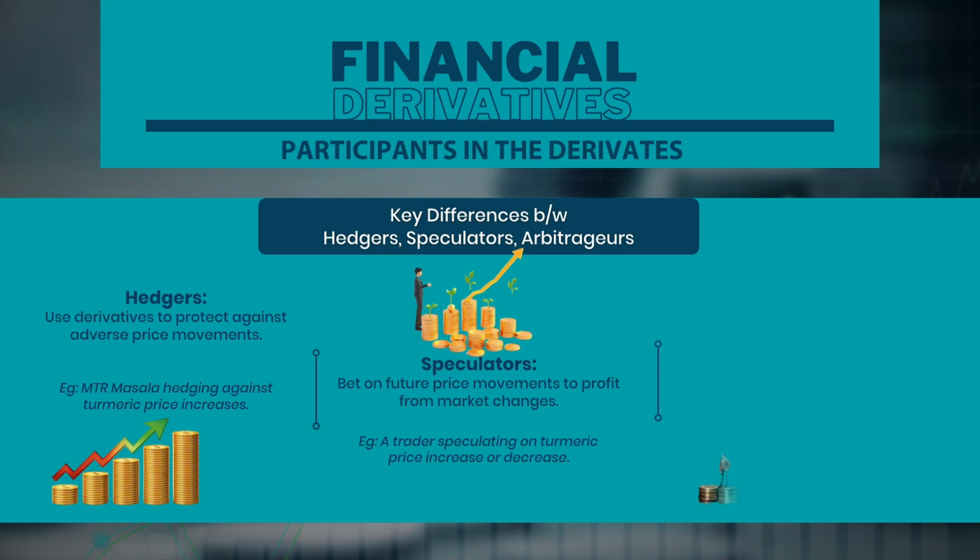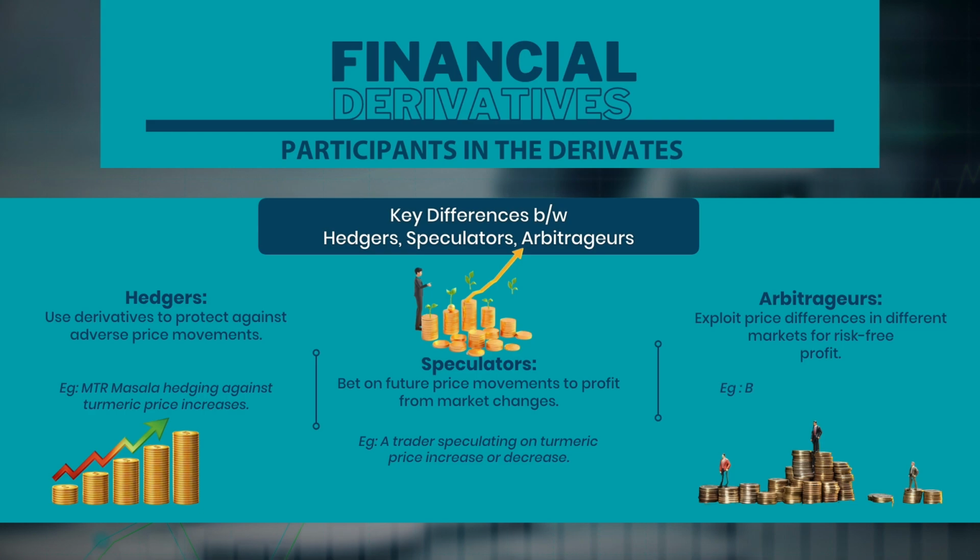Whereas arbitrageurs seek to make risk-free profit by purchasing umbrellas cheaply in one market and selling them for a higher price in another market. So they don't care whether it rains or not, as long as they can exploit price differences for a profit.